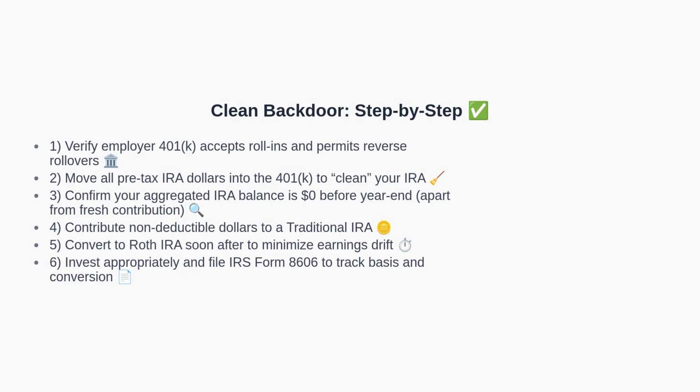Then, contribute non-deductible dollars to a traditional IRA and convert to a Roth IRA soon after. Converting promptly reduces taxable earnings accumulating between contribution and conversion. Finally, invest according to your plan and correctly file IRS Form 8606 to document your basis and the conversion.